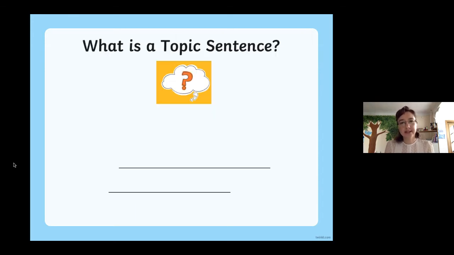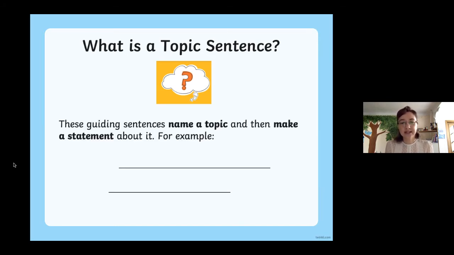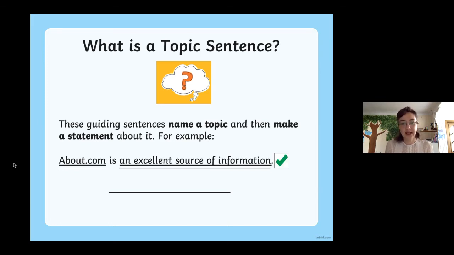What's a topic sentence? To focus a paragraph, writers usually stay with single idea expressed in a single sentence which comes at the beginning of the paragraph, and this sentence is called topic sentence. These guiding sentences name a topic and then make a statement about it. All right? For example, about.com is an excellent source of information.